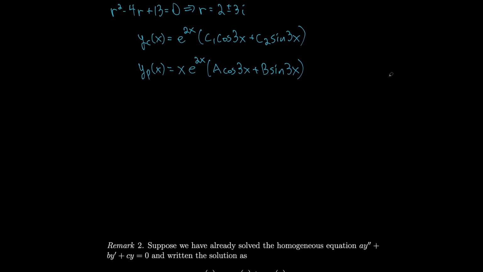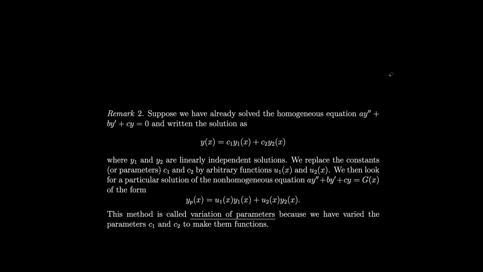Now remember that all of those examples we just did were examples of our first method of solving non-homogeneous linear equations, the method of undetermined coefficients. For our next method, suppose we have already solved the homogeneous equation and written the solution as we usually do, c1 y1 plus c2 y2, where y1 and y2 are linearly independent solutions. We replace the constants or parameters c1 and c2 by arbitrary functions u1 and u2. We then look for a particular solution of the non-homogeneous equation of this form, where instead of c1 and c2, we just use u1 of x and u2 of x.